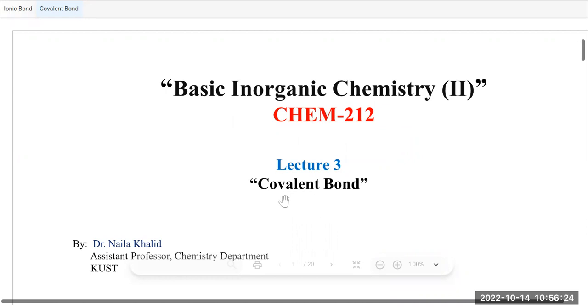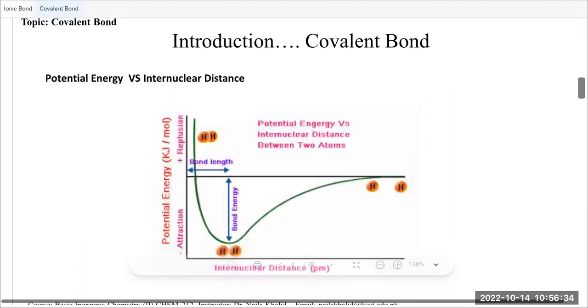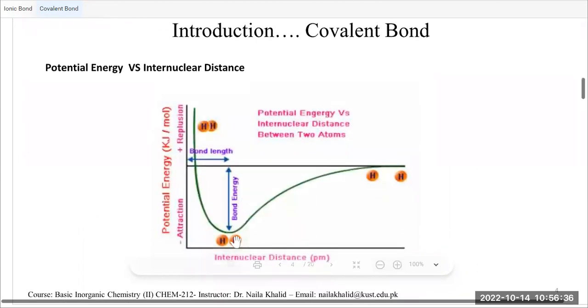We will discuss today the covalent bond and the compounds which contain covalent bonds. A covalent bond is a force that holds two atoms together, and this force is developed by the sharing of electrons. If the two atoms are far apart from each other, there is no force. When they come close together, then force is developed.